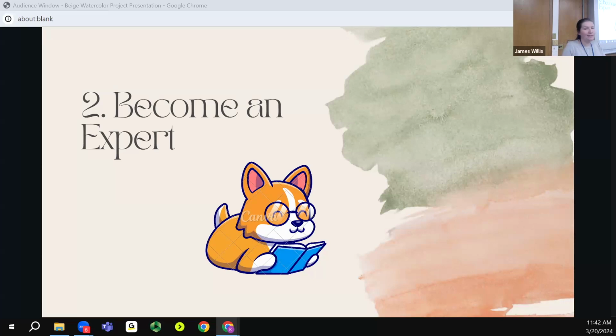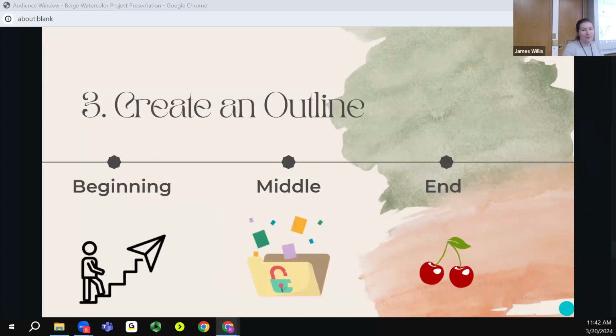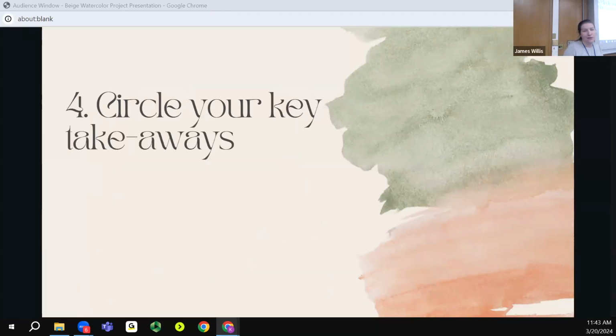Okay, and then we're going to transition to the next step. Keep reading if you need, but start thinking about your outline. Start thinking about what your beginning is, what your middle is, what your end is, and how you're going to put this together. Then think about what your key takeaways are within that. What are you really trying to tell your learner?